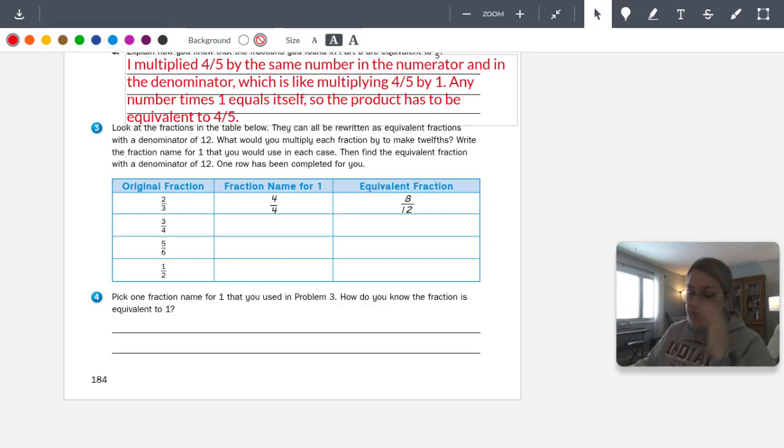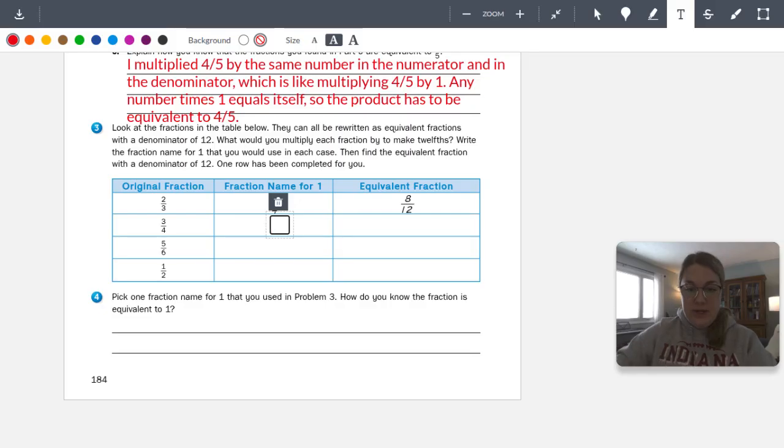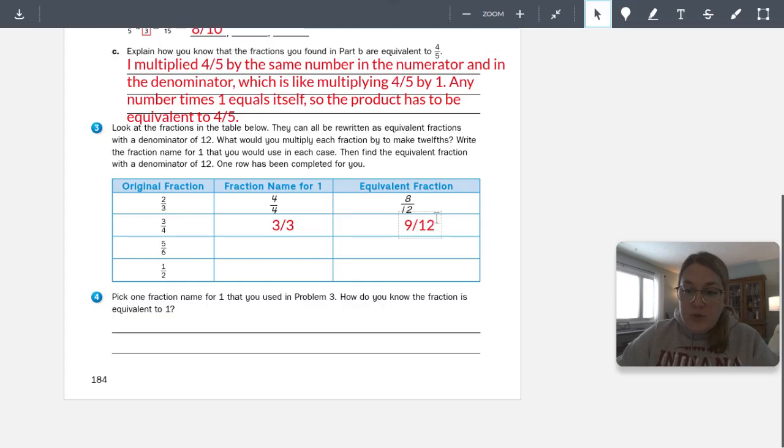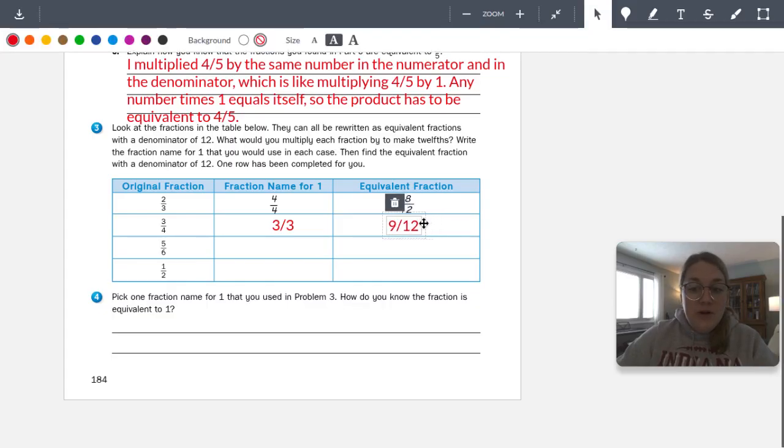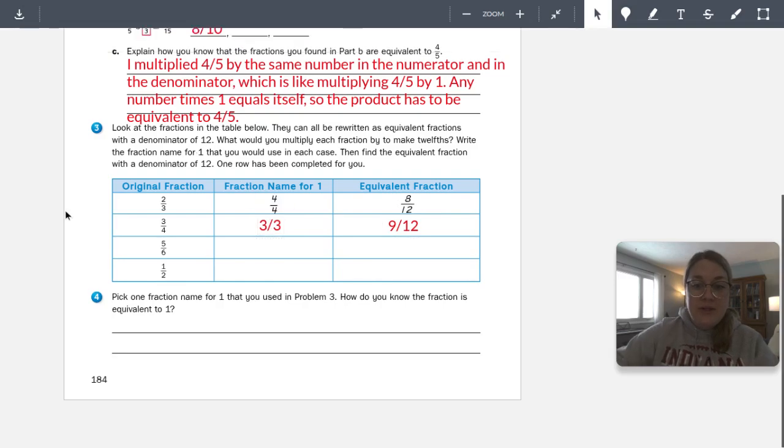Okay, so when I go to type this in, I'm going to hit the text box, and in my middle one, okay, what fraction name for 1 did I multiply by? 3/3. What equivalent fraction do I get? 3 times 3 was 9 in our denominators. 4 times 3 was 12. So we know we're creating equivalent fractions with a denominator of 12. So guys, technically all of your denominators over here will be 12, right? So that's a big hint. Okay, now I know this is not up and down like in the other ones, but that's okay. They're the same thing. Okay, so now you're going to pause the video and you're going to solve.